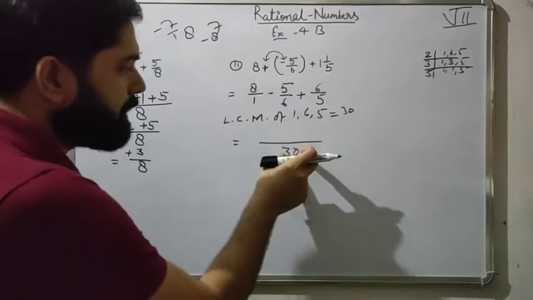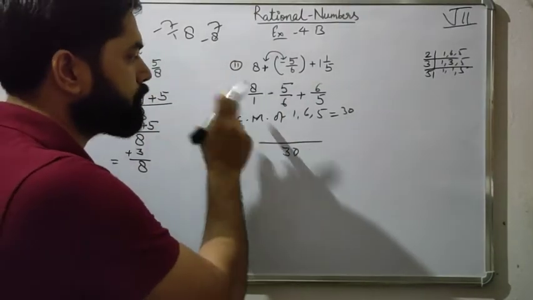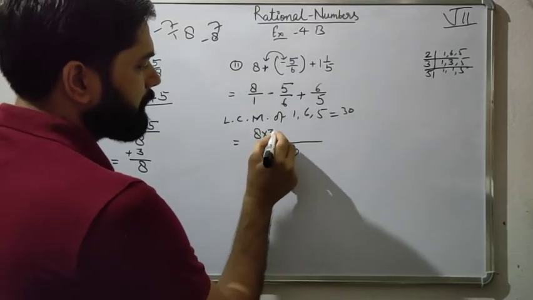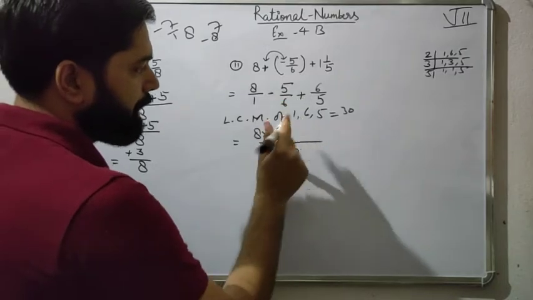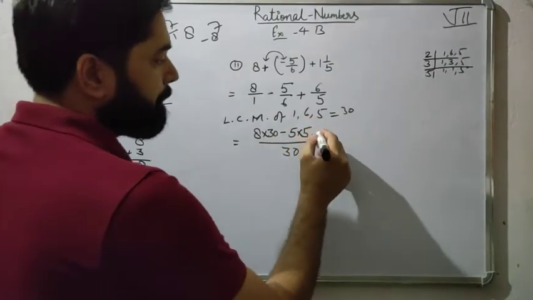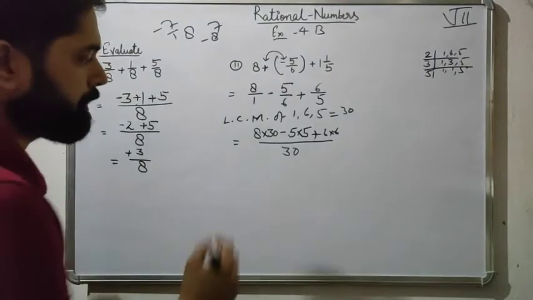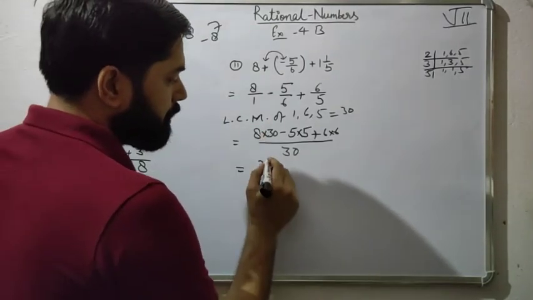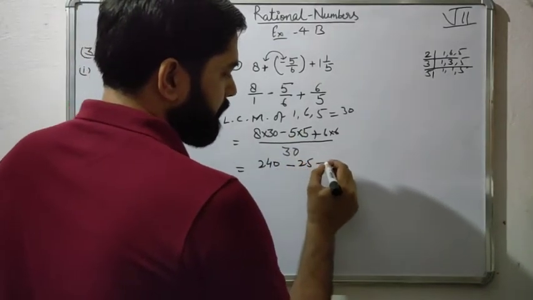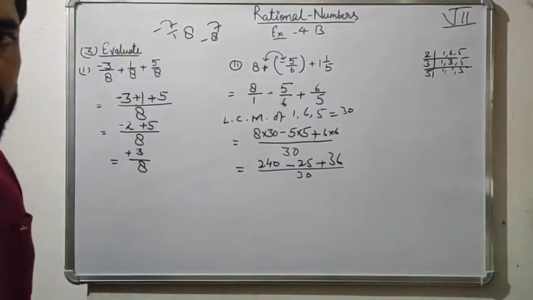So this denominator divide by the first fraction denominator. 30 को जब 1 से डिवाइड करेंगे तो 30 का आंसर मिलेगा, 8 multiply by 30, minus 5 multiply by 5, and then plus 6 multiply by 6. Then multiplied number 8 is a 24. Then answer will be 240 minus 25 plus 36 upon 30.